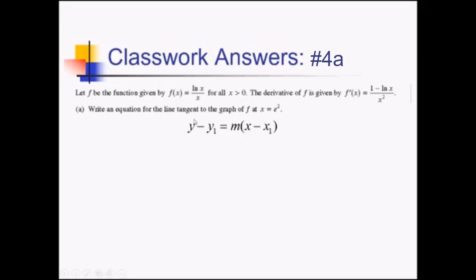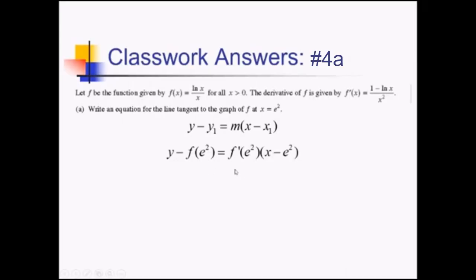So in this case, applying it to this particular problem, I've got y minus, now the y value I need here is f of the input, f of e squared, the x value. So I'll figure out what that is in a second. For m, that's going to be the slope of f at e squared, so f prime of e squared. And then x minus x1, that's just x minus the x value they gave us, so x minus e squared.